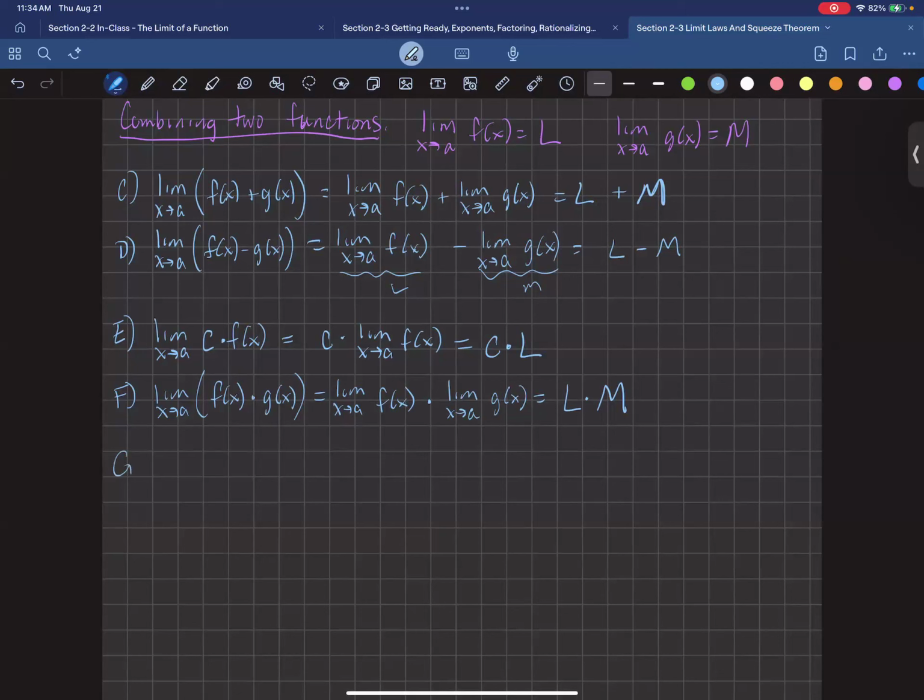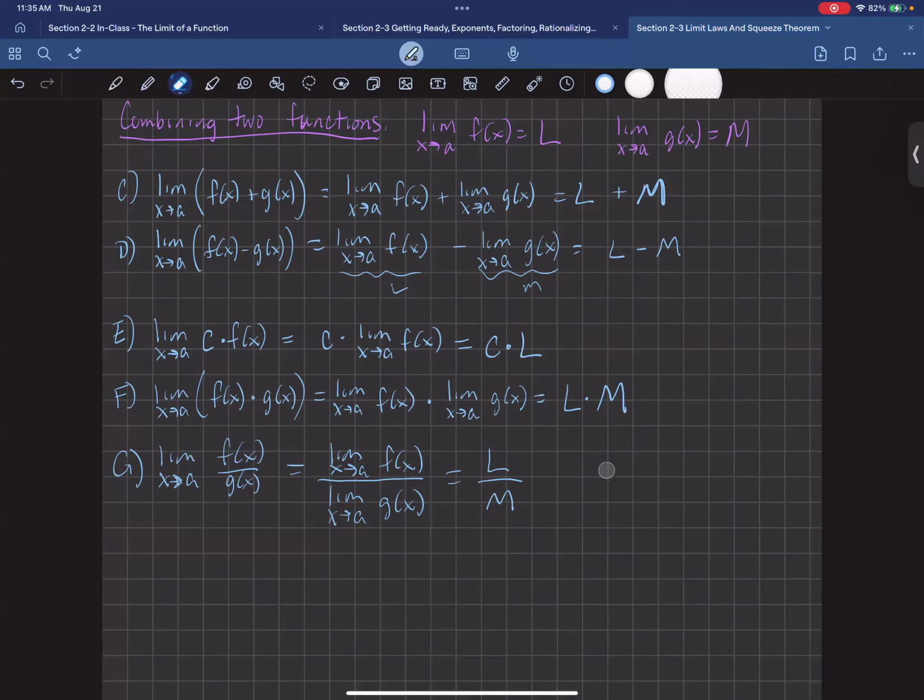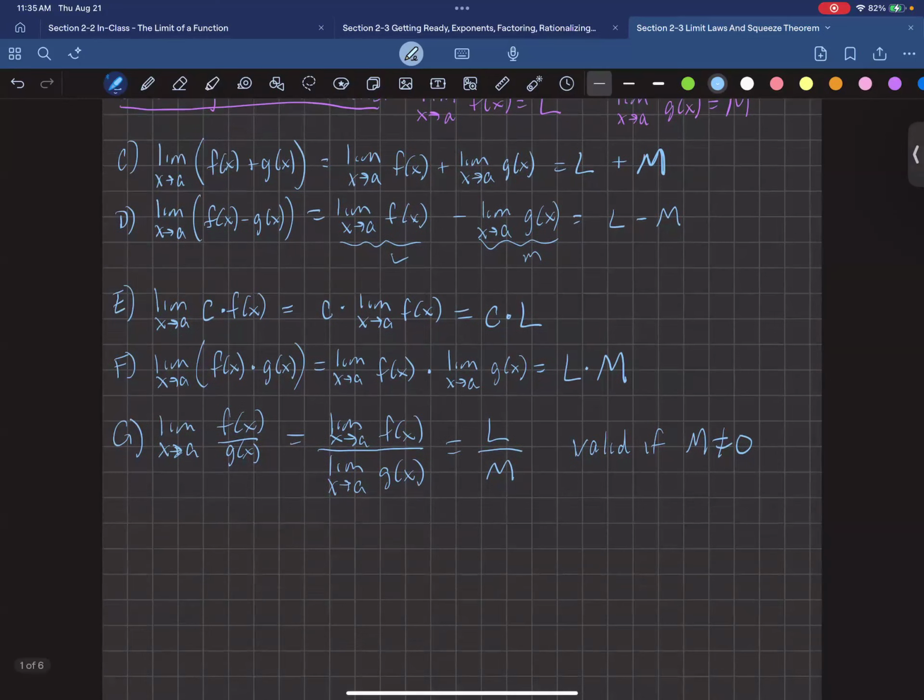And then we have division, a quotient rule. The limit as x approaches a of f of x over g of x. Here we can apply the limits to each one individually. The top is L and the bottom is M. And this is true, or valid, if M does not equal 0. We'll look at a case in a later video in 2.3 on when M equals 0.